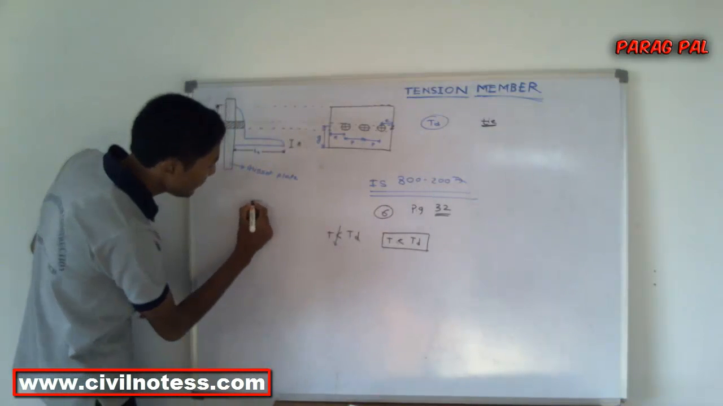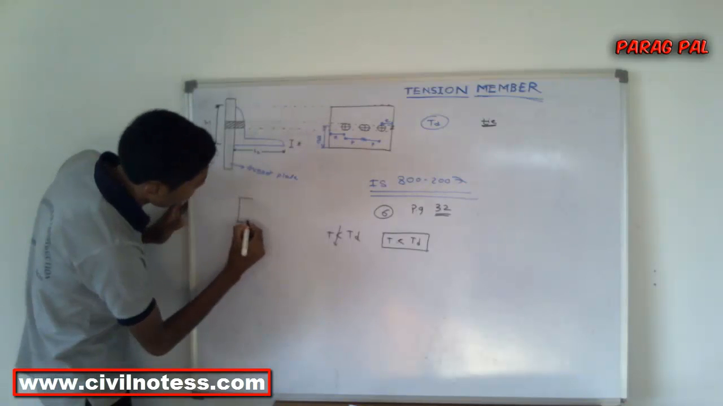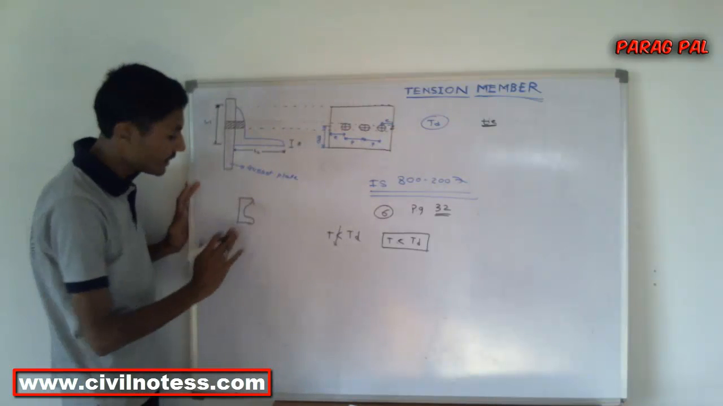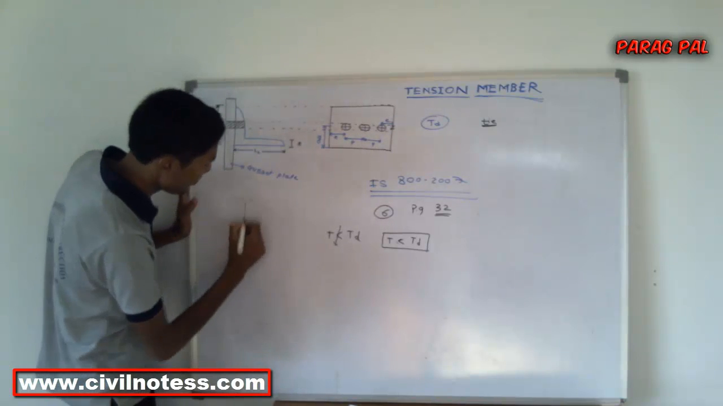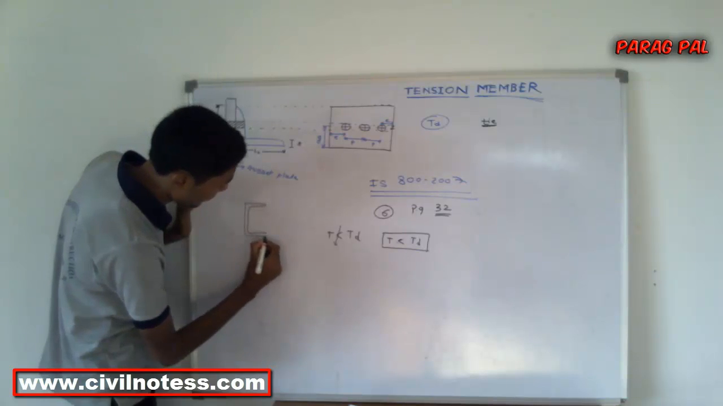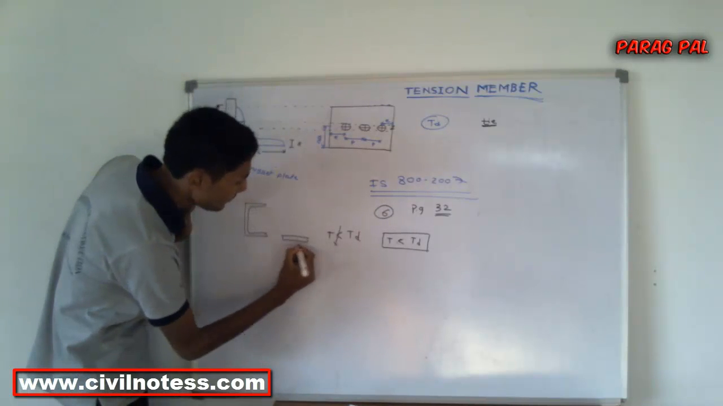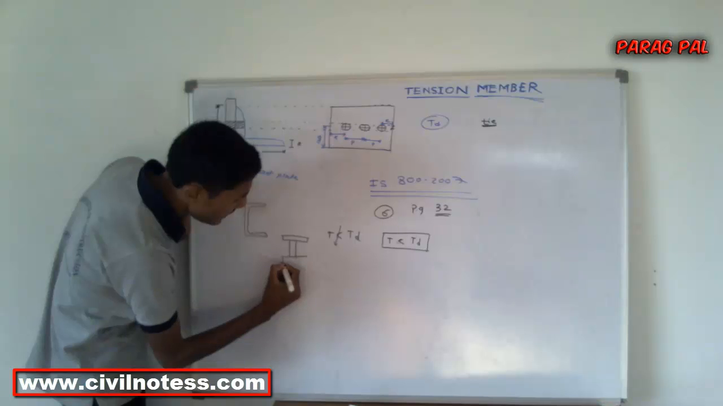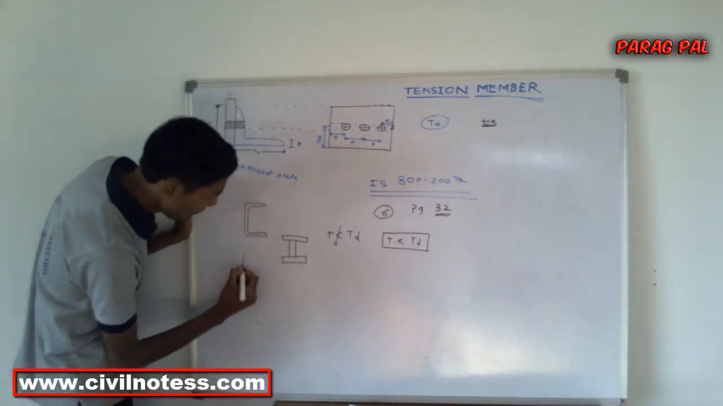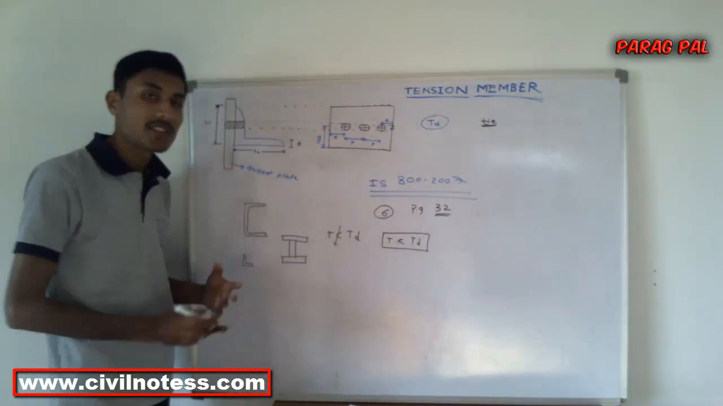We have the channel member, which looks like this, a channel section. Then an I section is there, and there are also angle sections. So these are the different types: angle section, channel section, I section.